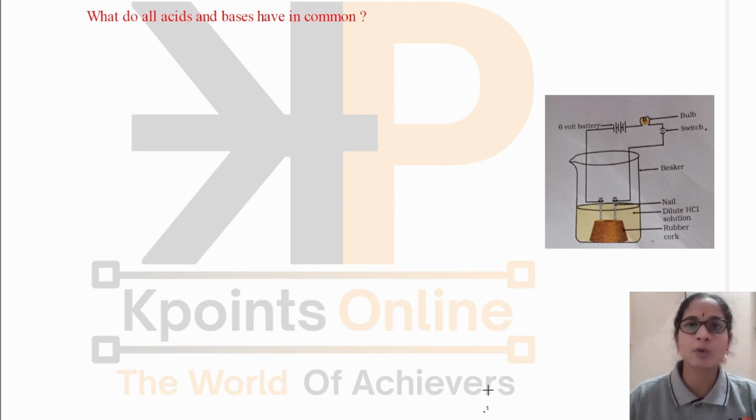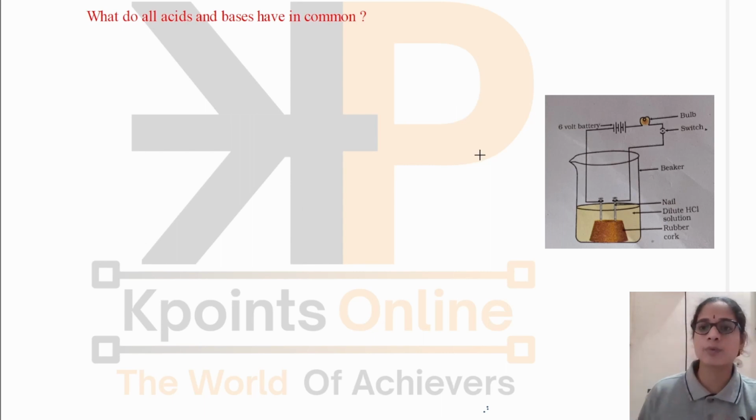We have seen the properties of acids and bases and how they react with other substances. All the acids behave in a similar manner. They react in the same way, and bases also react in the same way. Then all the acids must have some common property and bases must also have some property in common. Let us check what is the common property that all the acids have and what is the common property that all the bases have. Let us understand this concept by an activity. Let us perform an activity.